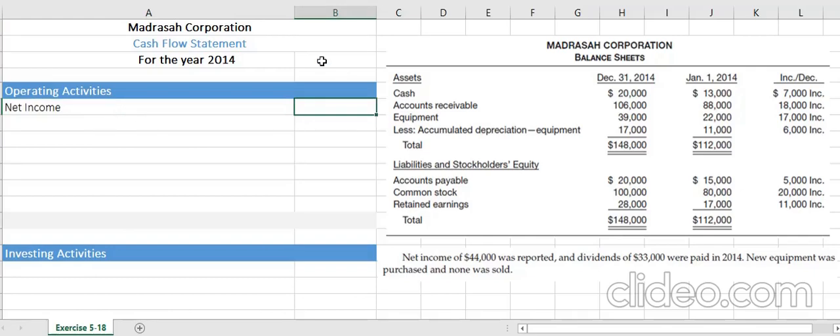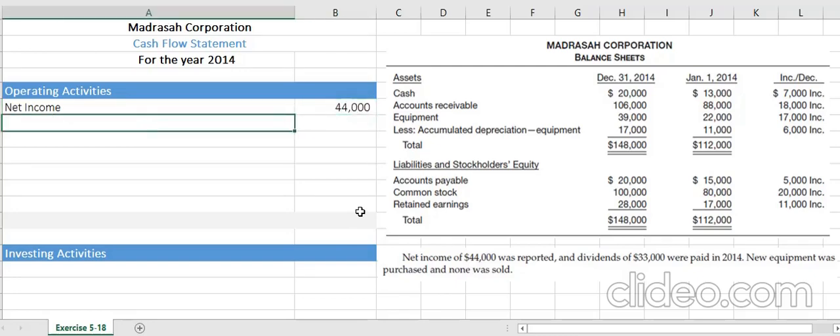What is the net income for the year 2014? The net income for the year 2014 is $44,000. So we will write it here. And now we will adjust the income with any changes in the working capital or any changes in other special kind of events or non-cash transactions, you can say.